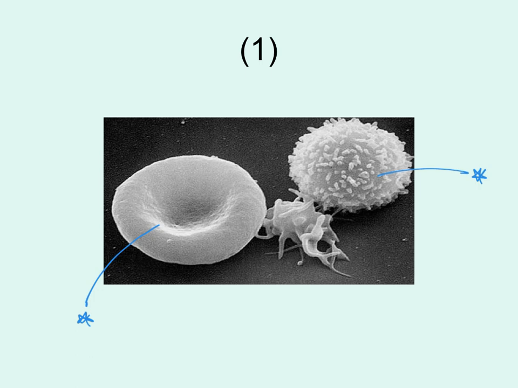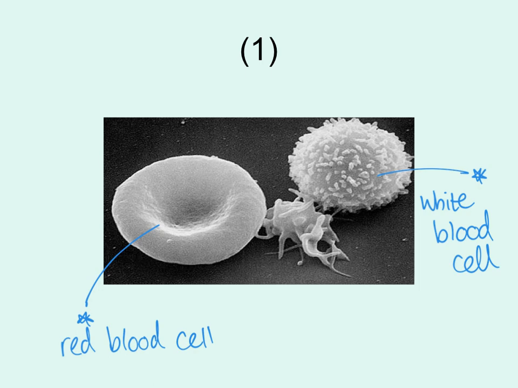So let's have a look at number 1. What did you think it was? Here we had some pictures of some blood cells. So on the left we have a red blood cell, on the right we have a white blood cell. So your answer for number 1 should have been red blood cell and white blood cell.